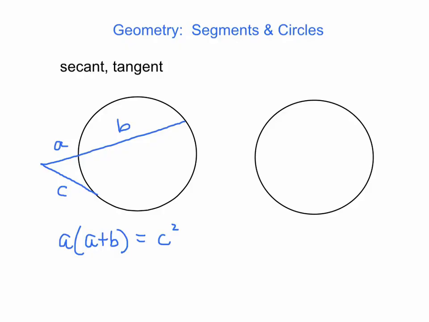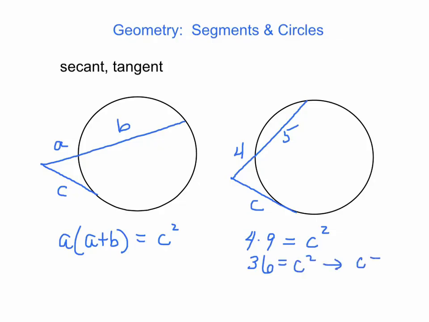I'm going to go ahead and draw a secant, and then a tangent. And let's say that the secant is broken into two parts, 4 and 5. Let's see if we can find the tangent length. So we'll multiply the exterior of the secant times all of the secant and set it equal to the square of the tangent. So that becomes 36 equals c squared, so c equals 6. And that's it.